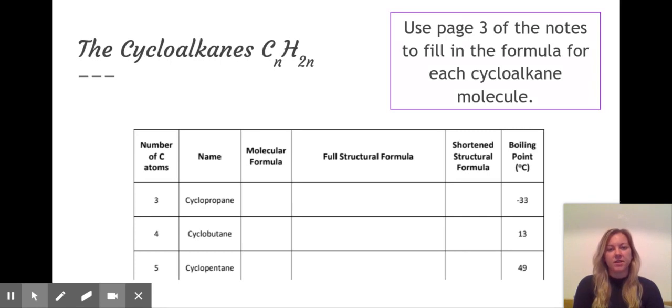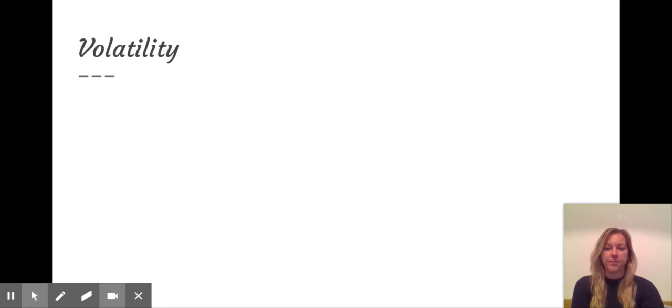I would like you to fill in the molecular formula, full structural formula, and shortened structural formula for each of these as well. You will notice that the boiling point trend is always the same. As the molecules get bigger, the boiling point increases, and that's due to the larger or stronger London dispersion forces.